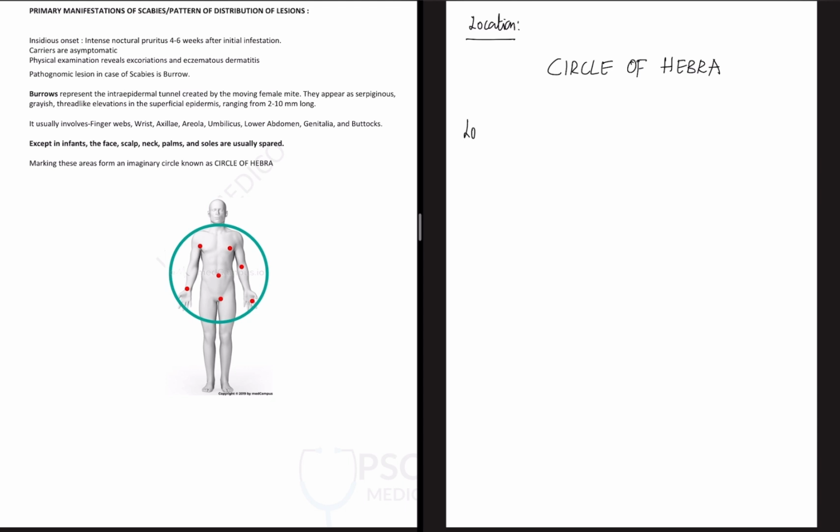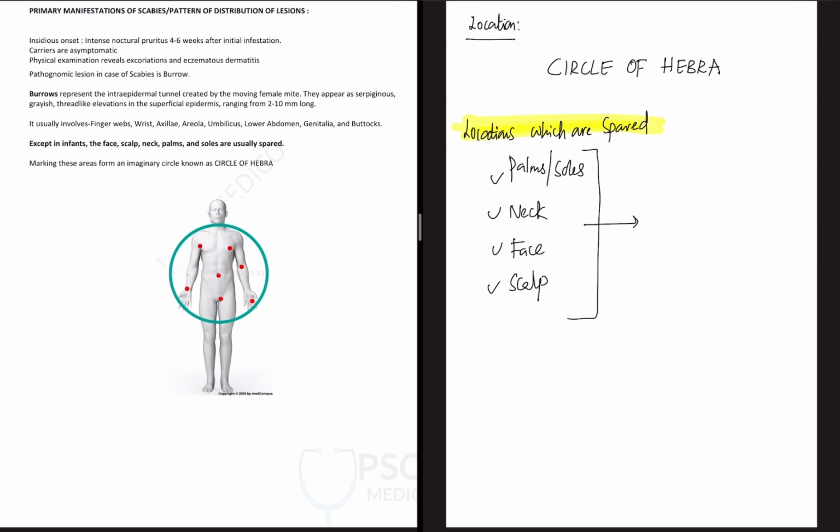Now the locations which are spared. This is an important area where a lot of questions come in MCQ based exams, but not in our medical science optional. It will not involve the palms, the soles, the neck, the face, or the scalp. Why are the areas which are not involved important? Because when you treat a case of scabies, there is no need to apply scabicides here. You don't have to put the ointments or creams here.